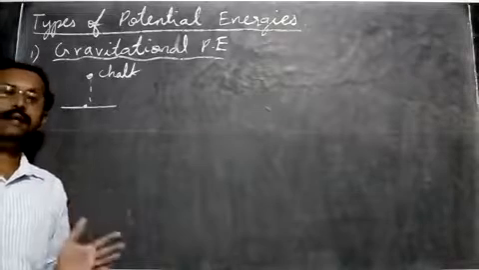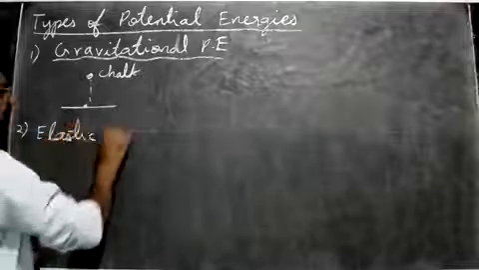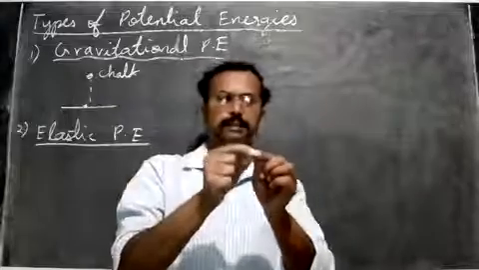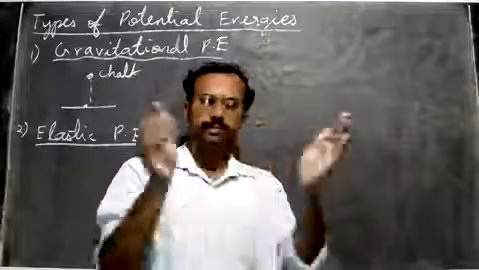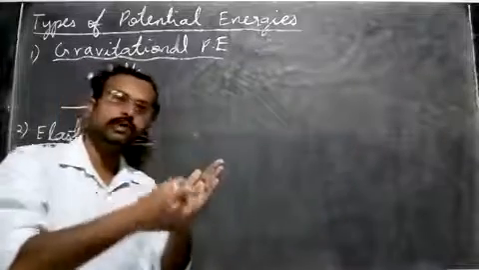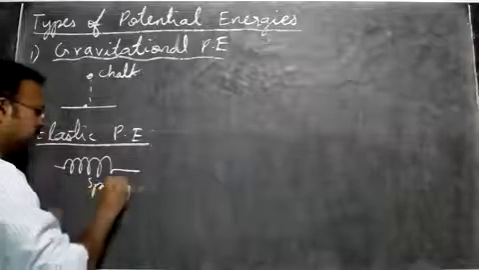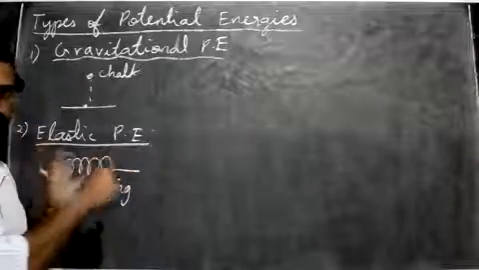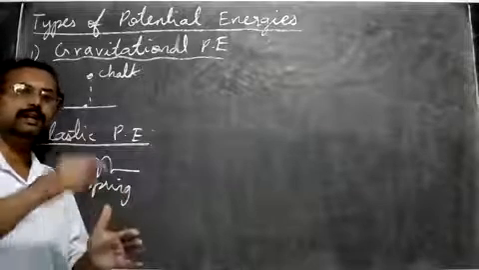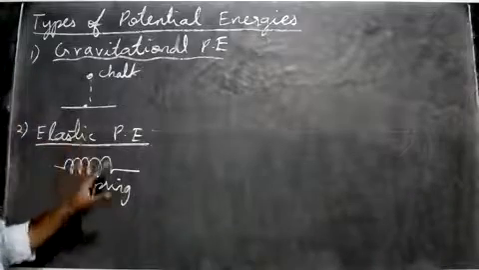Now let's see the second type, which is elastic potential energy. So what is elastic potential energy? If you take a rubber band or a spring, we can stretch or compress the spring, and when we leave it, it comes back to its original position. When you compress the spring, or expand it, the energy is stored as potential energy. It's useful in many devices: bikes and cars have shock absorbers, and watches have springs. They store potential energy. That kind of energy we call elastic potential energy.